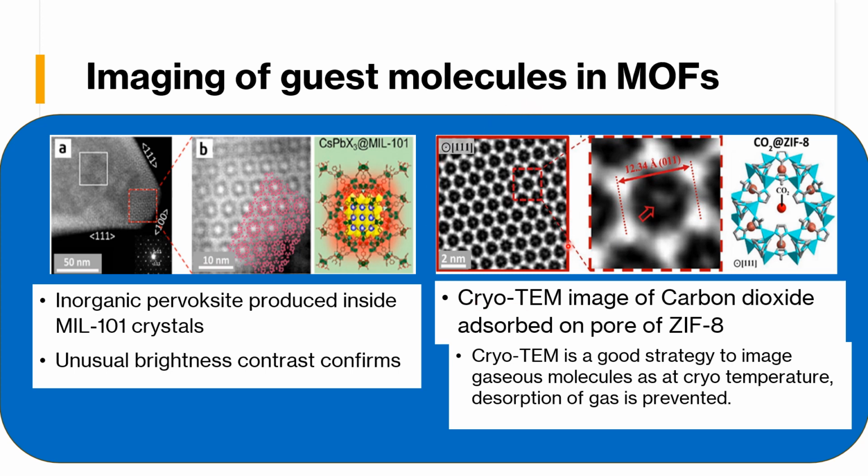This is the actual processed image, which was further zoomed, and the actual molecular dimension of CO2 was measured for confirmation. All of this was taken at cryo temperature, meaning at liquid nitrogen temperature. Why was this taken at cryo temperature? Because cryo temperature is a good technique to image gaseous molecules, because at cryo temperature the desorption of gas can be prevented, and hence the gas can be properly imaged.